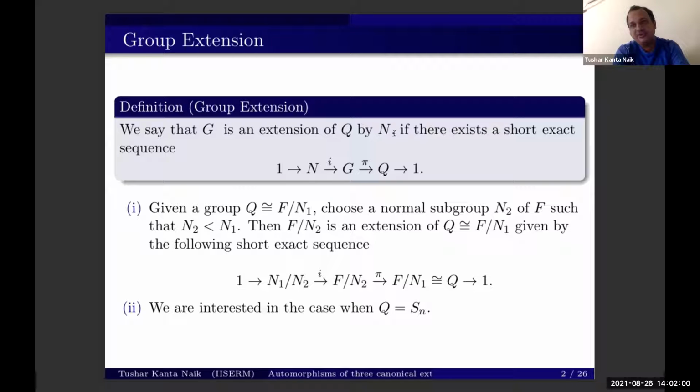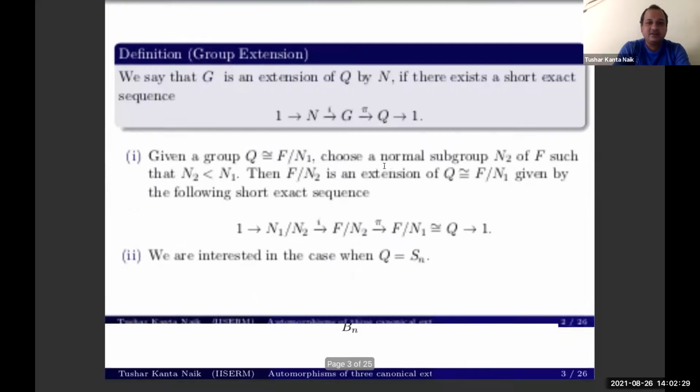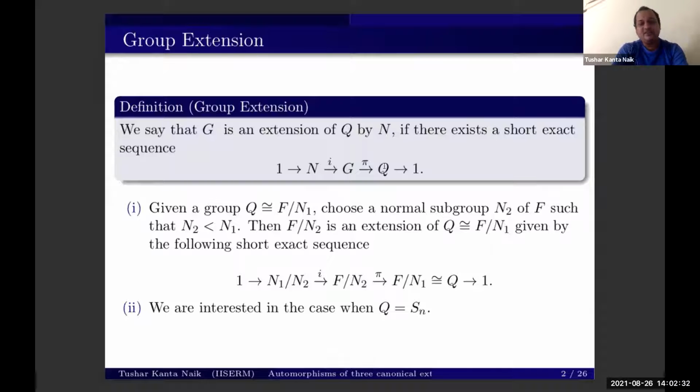One trivial way to do this is to take G to be the direct product of Q and N, or, a little more generally, the semi-direct product of Q acting on N. Such extensions are called split extensions, and they are easy to determine as semi-direct products of groups are well understood. So what people are really interested in is non-split extensions. However, our interest is a little different here, and is roughly based on the following observation.